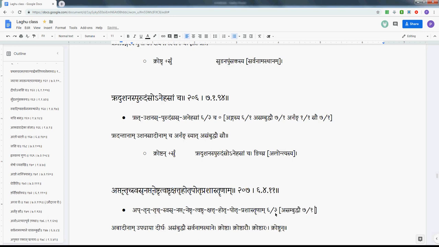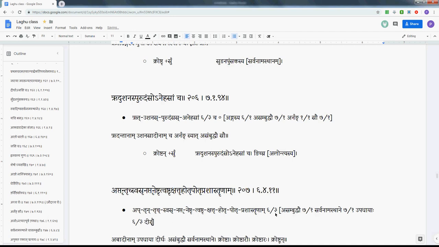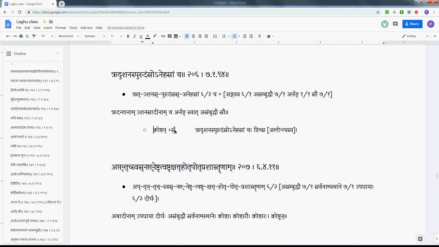Asambuddhau. Saptami ekavachana. Asambuddhau sarvanamasthane. Upadhayaha, shashti ekavachana. Dirgha. So upadha takes dirgha, dirgha Adesha. So in asambuddhau, here what will happen? Upadha dirgha. Kroshtan plus su will become what? Now it will become abadinam. So abad is up, abant. Abadinam upadhayaha dirgha asambuddhau sarvanamasthane. Asambuddhau sarvanamasthane upadhayaha dirgha bhavati. So we will get dirgha here. Thereby you will get what? The form.